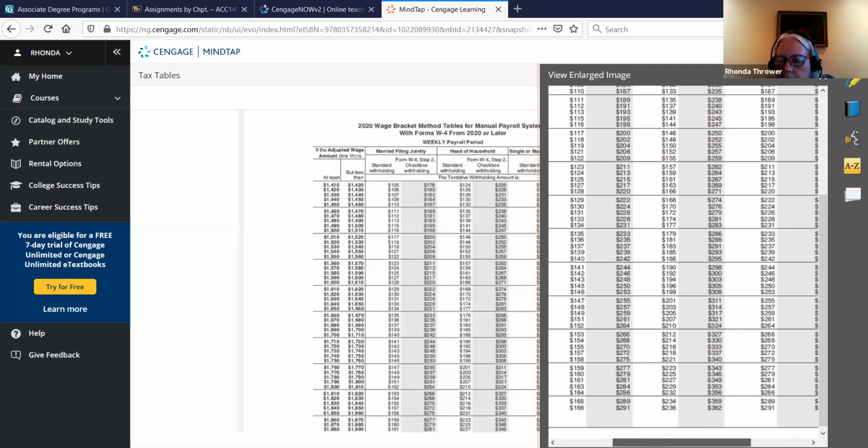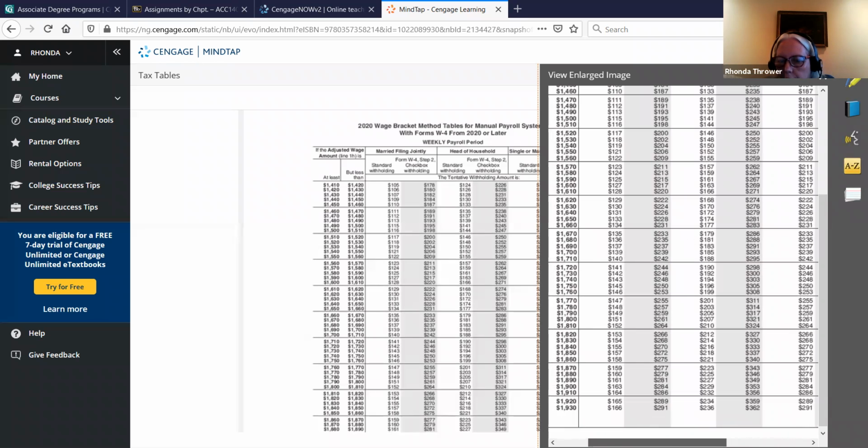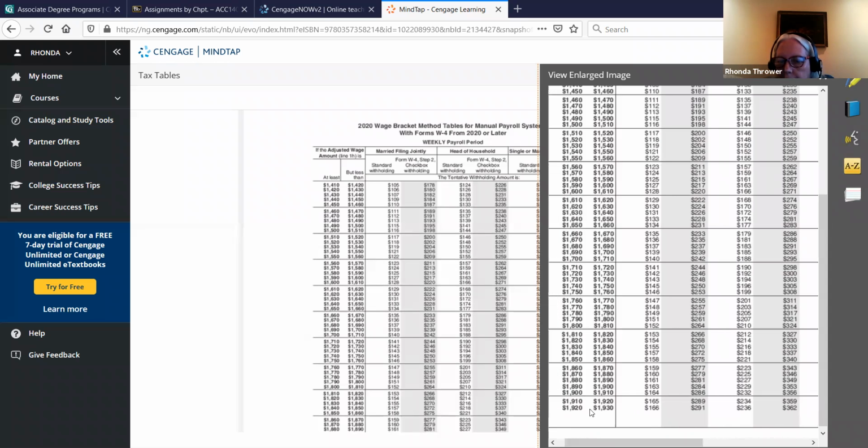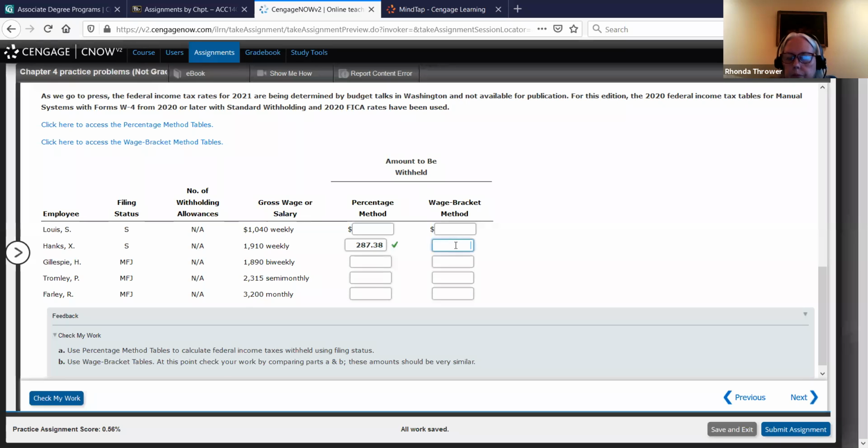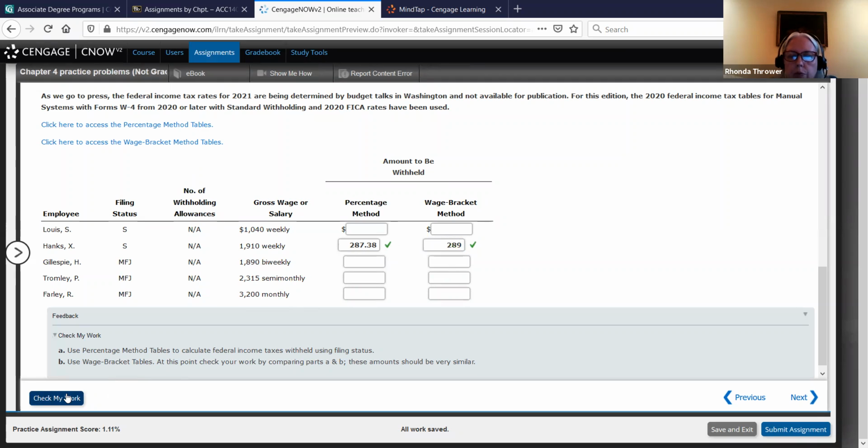And that 1,910, which was right here, is followed all the way across to 289. And so I'm going to pick up 289. And I'm going to check my work for that.